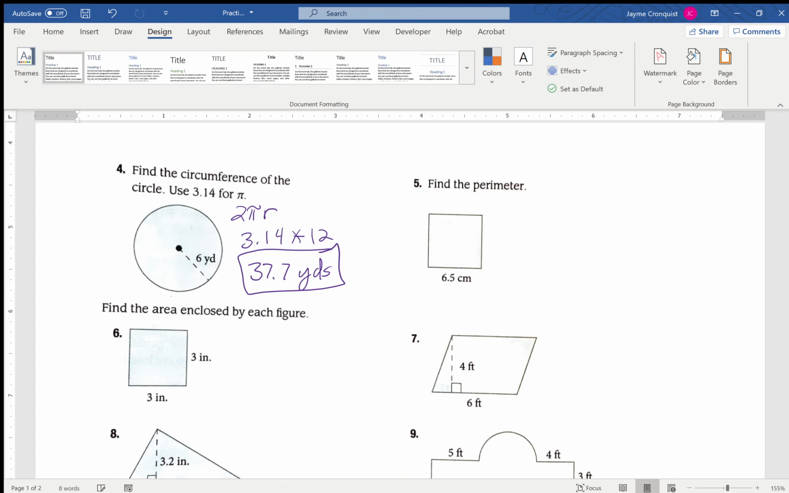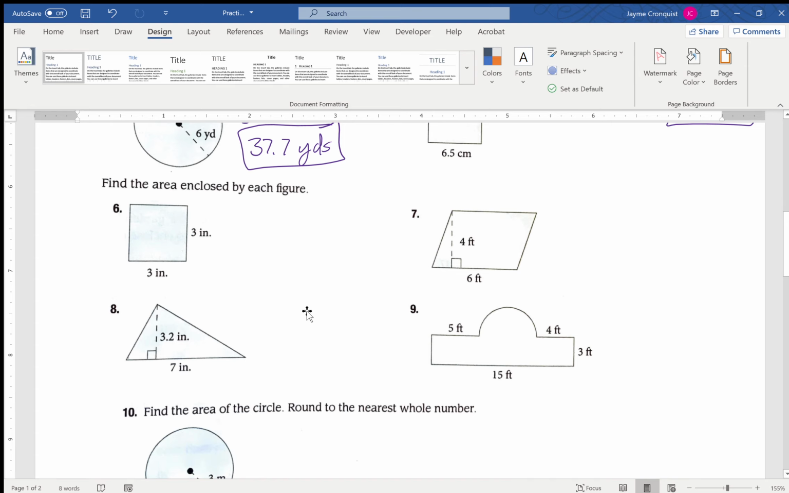Okay. Number 5. Find the perimeter. This is a square, so it's just 4s, which is 4 times 6 and a half. So that should be 22. No, sorry, 24, 25, 26. It should be 26. And it is 26 centimeters. Gosh, my C looks more like an E. Sorry.